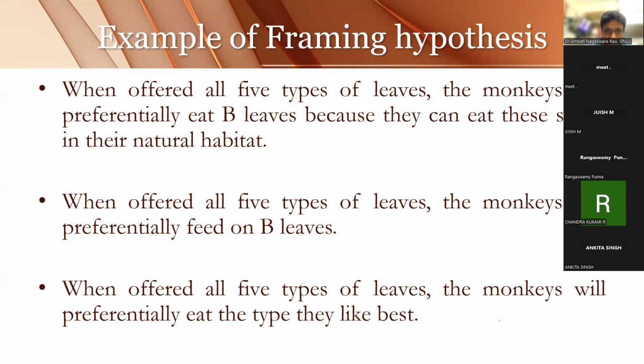You are saying that when you are going to offer all 5 leaves, they are going to eat whichever they like. It means you're not assuming anything. You're not able to say they are going to eat A leaves, B leaves, C leaves. So it is not a hypothesis. Whereas the second one says they are going to preferentially feed on B leaves. Now it can be testable. One can verify it. So the second one is the right way to frame the hypothesis.